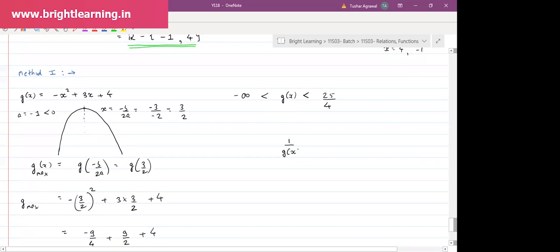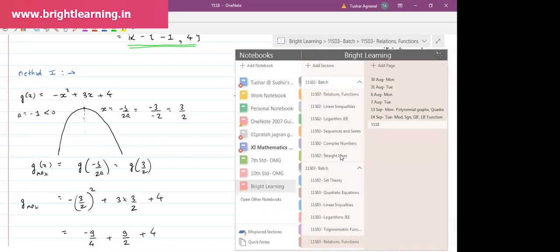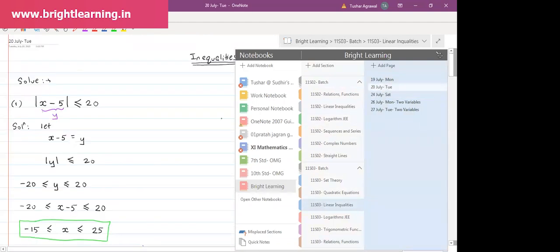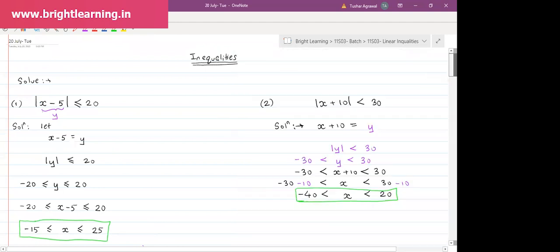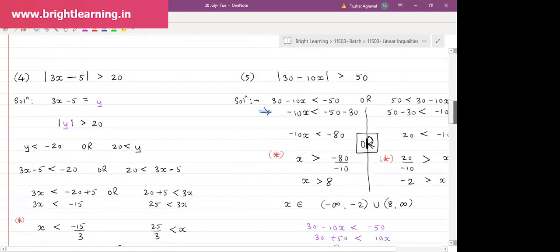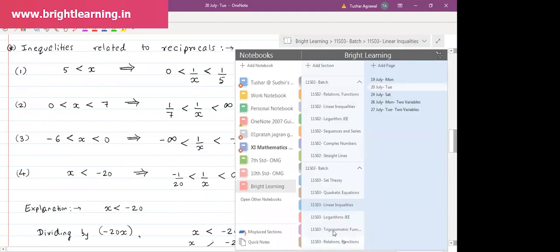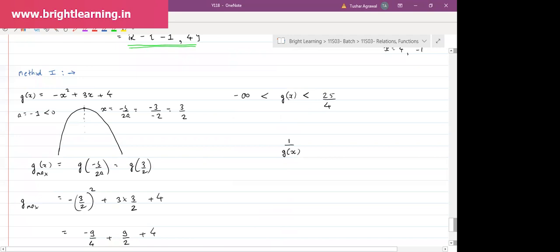What about 1 upon g of x? Now this is inequalities related to reciprocals. That part we have seen. Inequalities related to reciprocals, how the reciprocal behaves. Do you remember? I told you to revise all those things for today's class. So 1 upon g of x.